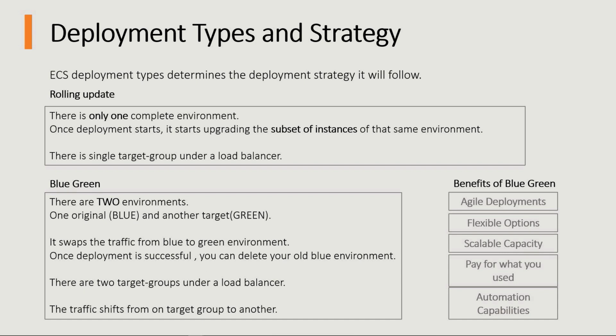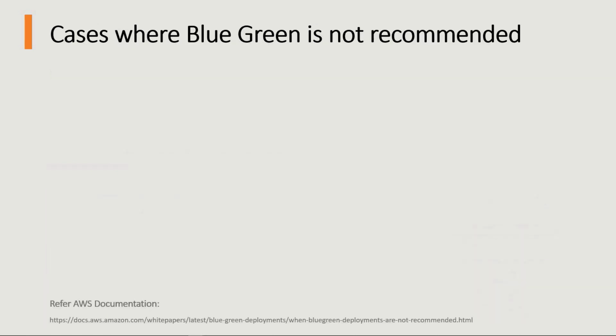This blue-green is very popular because of its benefits. The benefits are agile deployments, flexible options, scalable capacity, pay for what you use, and automation capabilities. All these benefits reduce your risk and impact to your business during your production deployment. So that is why understanding these deployment types and the strategy you want to use is very important.